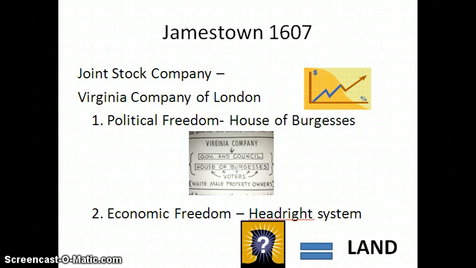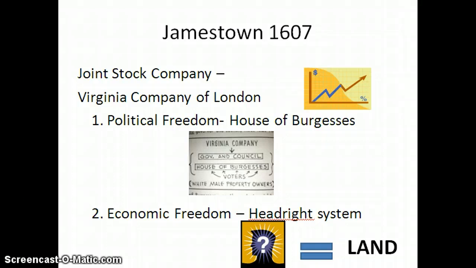In order to get settlers to come to the New World and help start Jamestown, the company had to promise 2 things: political freedom and economic freedom. They promised political freedom through the House of Burgesses. The word burgher means free citizen. The House of Burgesses was a first representative legislative assembly. In other words, it was the government that was going to run Jamestown. And the men coming to Jamestown were going to be able to have a vote in the House of Burgesses.